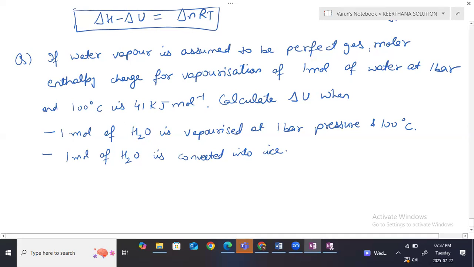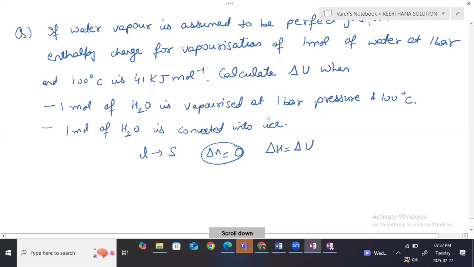In this case, as liquid is getting converted into solid, so no gas is there. So my delta N will be equal to 0. If my delta N will be equal to 0, my delta H will be equal to delta U, right? Yes, ma'am. So my delta U in this case will be equal to 41 kilojoule per mole.